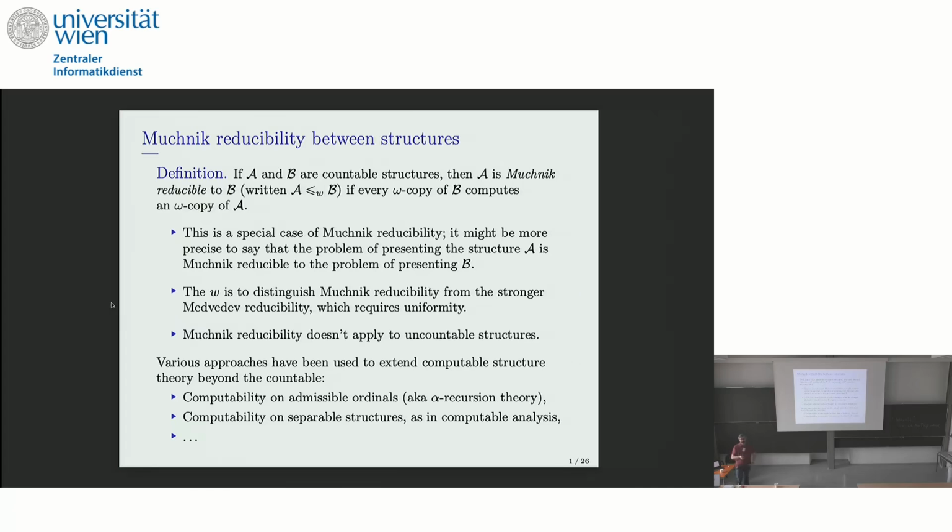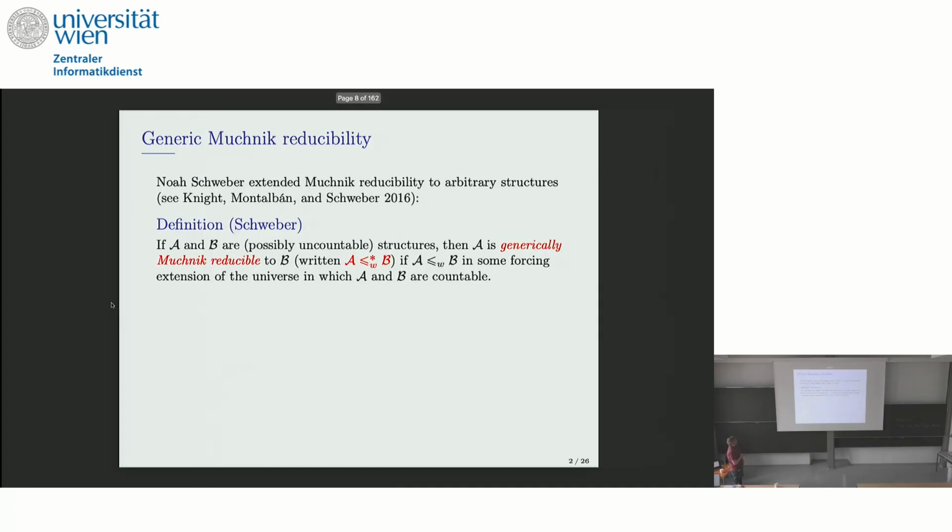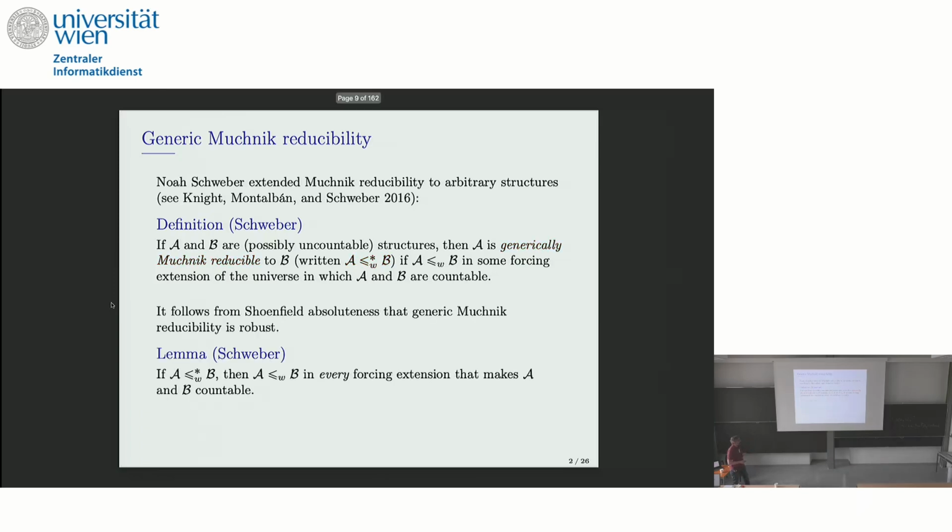We're going to talk about an idea of Noah Schweber, I guess in this room, who extended Muchnik reducibility to arbitrary structures in a very naive way. You have two arbitrary structures, just take a forcing extension that makes them countable, and then ask if there's Muchnik reducibility between those countable structures. Now what makes this work is that it doesn't matter what forcing extension you took to collapse it.